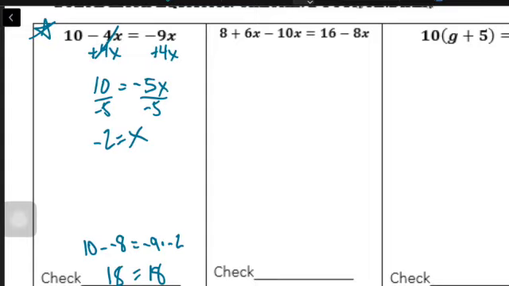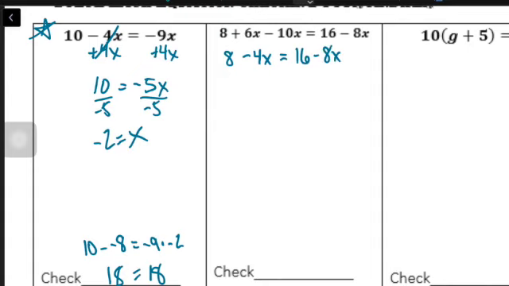All right, moving on to the next one. Over here on this left-hand side, I can see that I've got a 6x and a negative 10x. So I am going to drop down the 8. I am going to combine those into negative 4x. And then I'm just bringing everything else down.